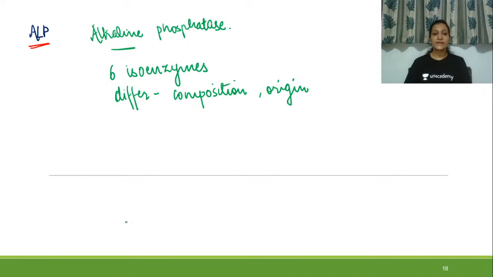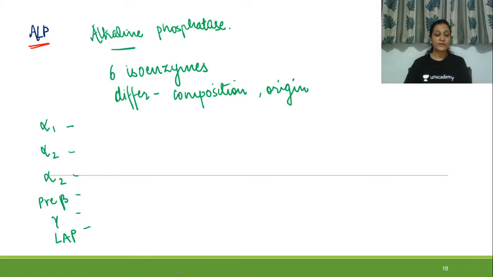So let's have a look at this. Alpha 1, alpha 2, and alpha 2 is of two types, then pre-beta, gamma, and LAP. These are the categories of alkaline phosphatase.